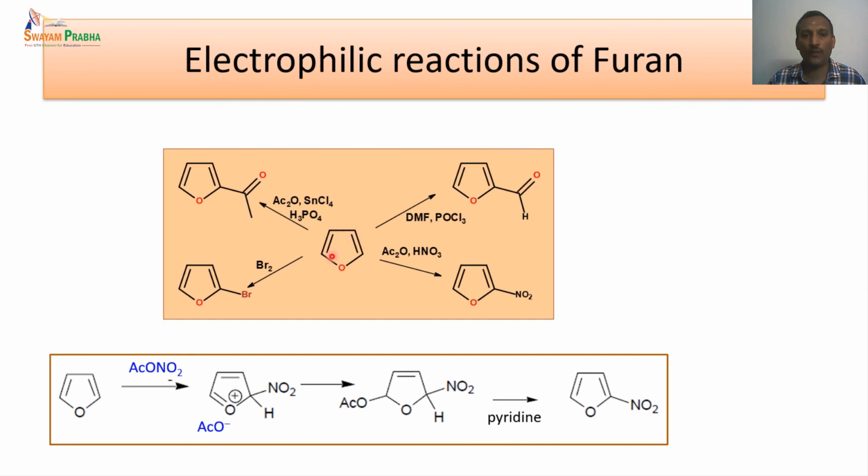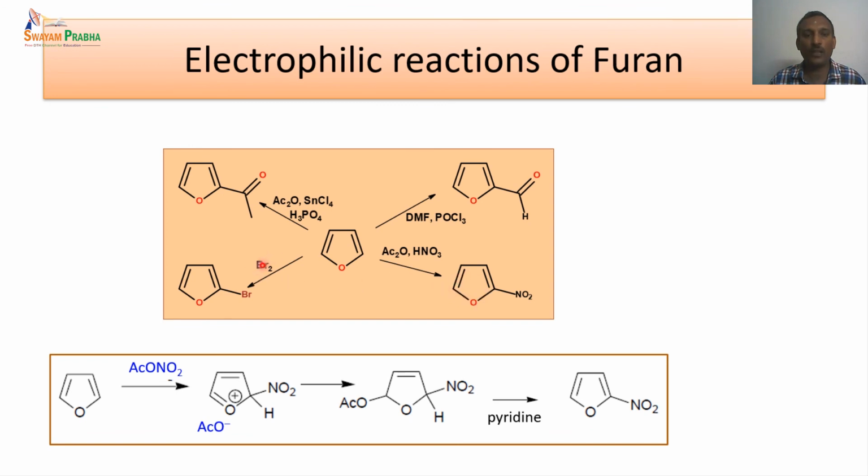So the furan, when reacted with DMF-POCl3, that is the Vilsmeier-Haack formylation condition, gives the 2 substituted formyl derivative. When we do the reaction with acetic anhydride and nitric acid, we get the 2 substituted product. This is the major product. So in the previous slide, we have seen that we have a mixture of 2 and 3 substitution. So the 2 substitution is the major product in this particular reaction.